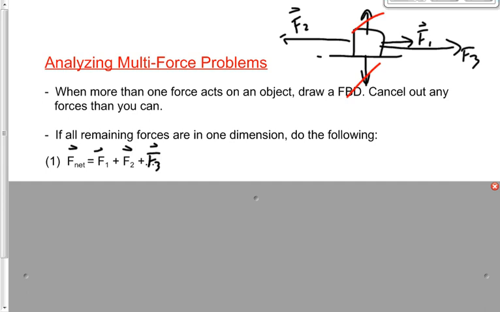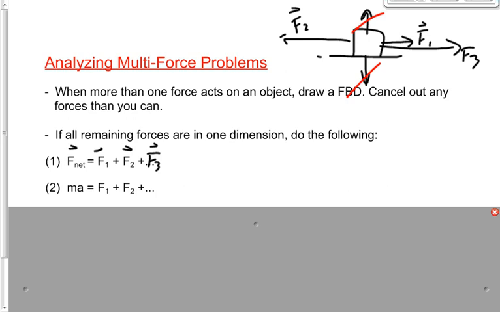So for these problems, and that's what you're going to see for the next couple of days, F net is equal to the sum of the forces. All of the forces added together. Now, we also know what F net is equal to. Another value for F net goes back to Newton's second law that we learned about a couple of days ago. F net is equal to all of these forces added together, but F net is also equal to M times A. So we're going to sub in: MA is equal to the sum of the forces, F1 plus F2 plus F3 plus however many forces there are.